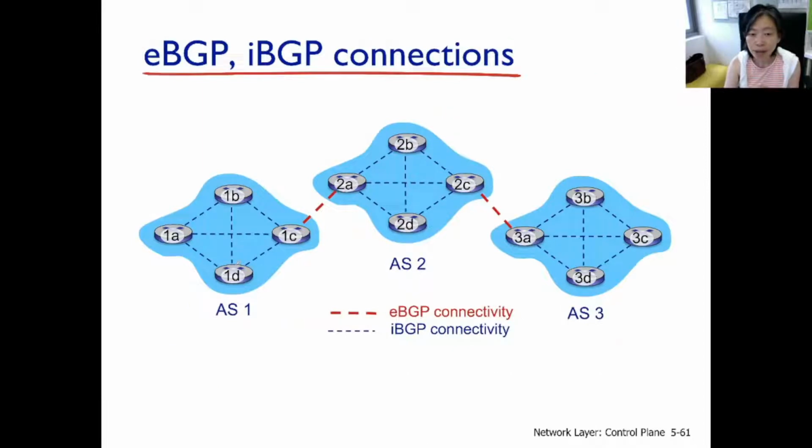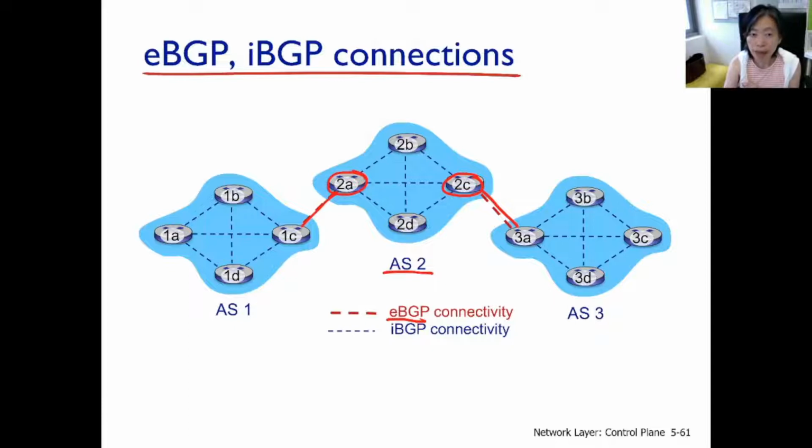And these are actually illustrated using this picture here. If we focus on AS2, we do have two gateway routers, 2A and 2C. So you see these gateway routers connecting to other ASs. There are exterior BGP connections to outside. So eBGP, in red color.